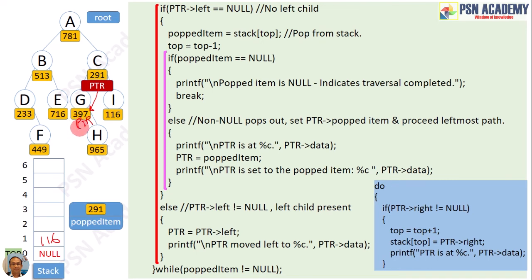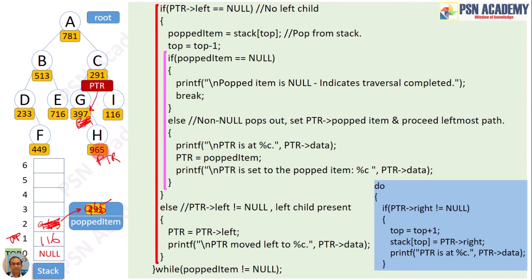So after going to 397, it will check the right child. Yes, there is a right child. So 965 will be stored here. It will check for the left child. There is no left child. So it will pop item from this stack. So 965 will be here. This will come out and this will not be there. So popped item will be here, and then PTR will be set to 965. So PTR will move from here to here, right?